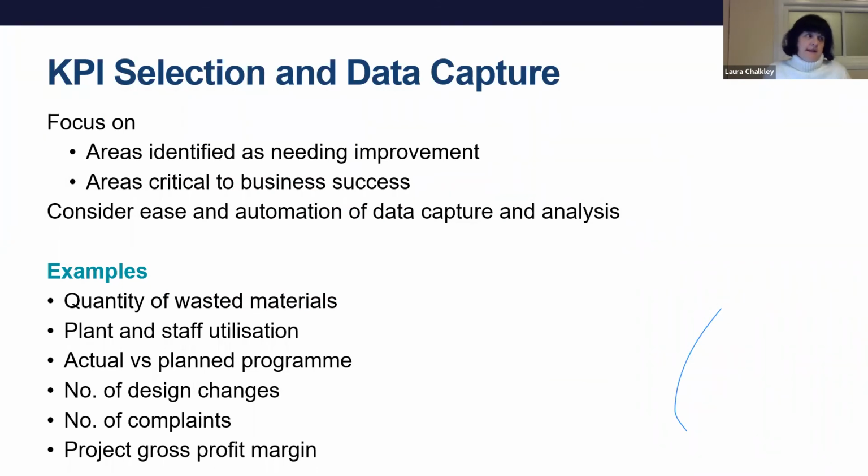So in choosing your KPIs, you should be focusing on areas that you identify as needing improvement. So, for example, if you find that there is a skill shortage in a particular area, you could be measuring and monitoring the number of new apprentices coming into that particular field and how quickly they're completing their apprenticeship and how well. And you should always also be focused on areas that are critical to business success.